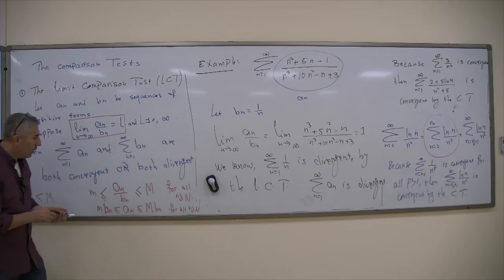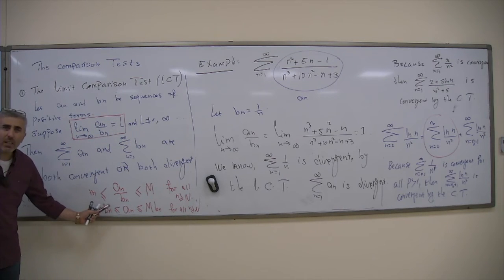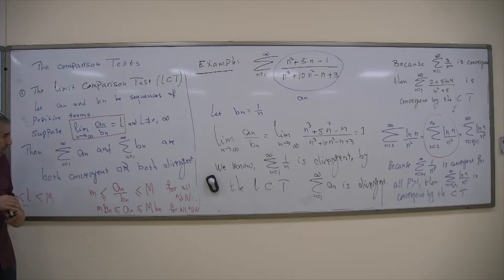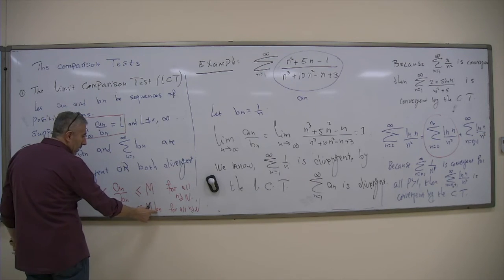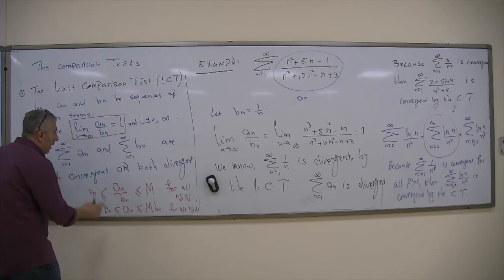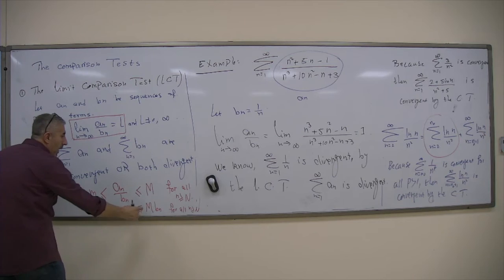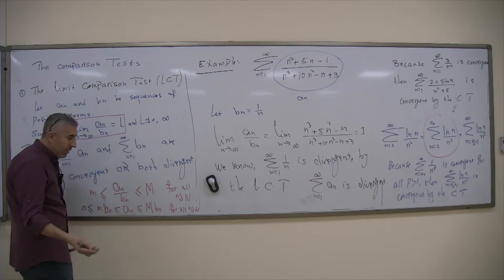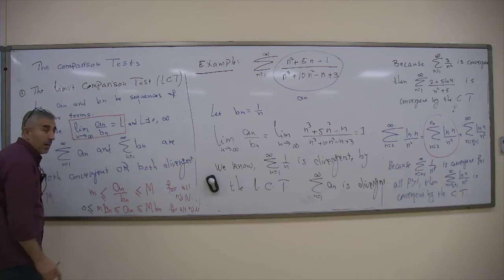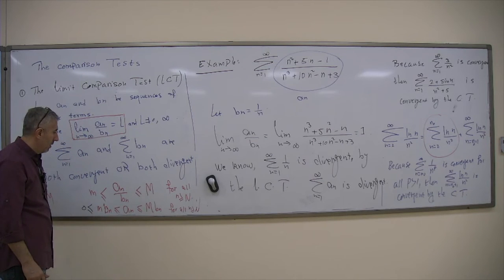So what are we talking about here? We are talking about the comparison test that we already discussed. So if summation b_n is convergent, and because here we are taking positive terms, so this is also larger than or equal to 0. If summation b_n is convergent, then when you multiply by M, still it is convergent. And in that case, summation a_n is going to be convergent.